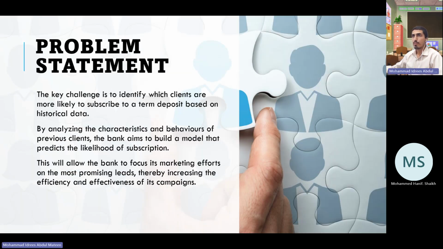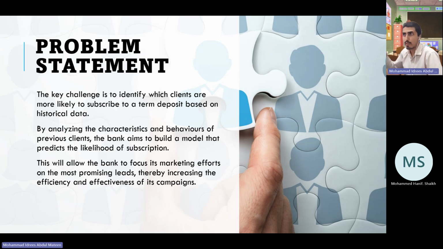And what is the problem statement? Here we can see that there is a key problem that we have to face, and to identify it in a way so that we can have a specific target on that. So the key challenge is to identify which clients are more likely to subscribe to a term deposit based on historical data, because historical data will tell us how the term deposit will work.